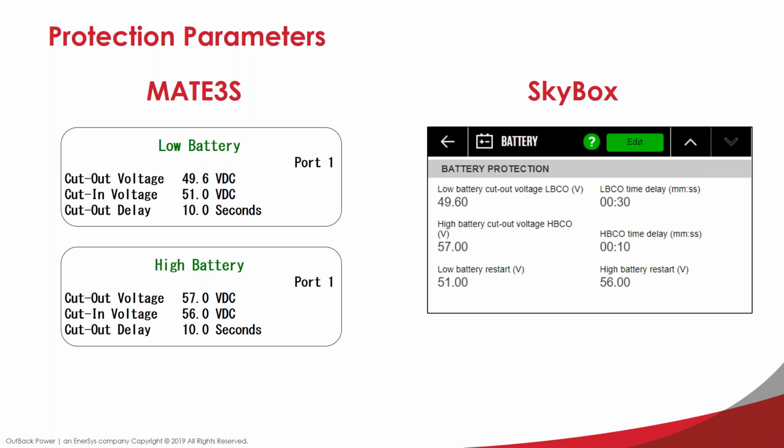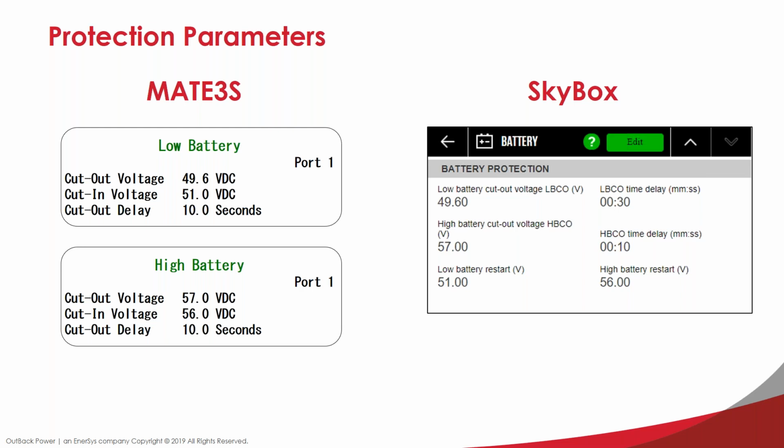We now have cutout delay time. Whereas previously it was an automatic 5-minute wait, and you had to use the FNDC relay in order to catch the dropout voltages with lithium, now you can set your own delay in the Mate. It makes it a lot easier to set up.